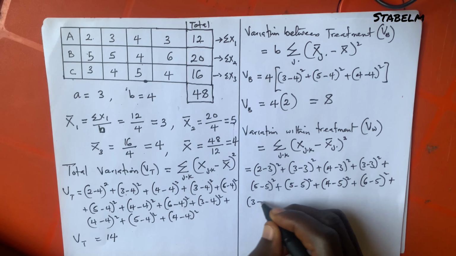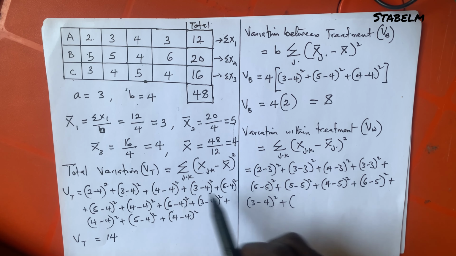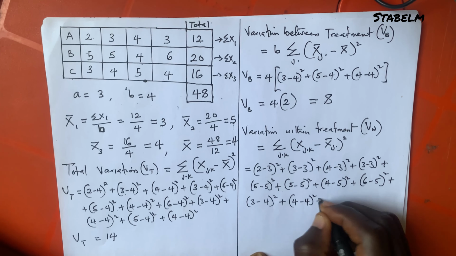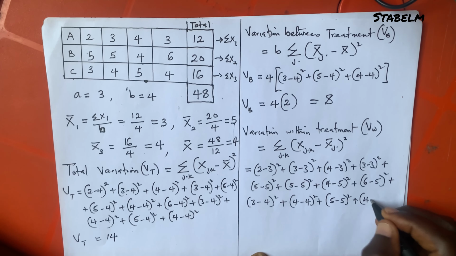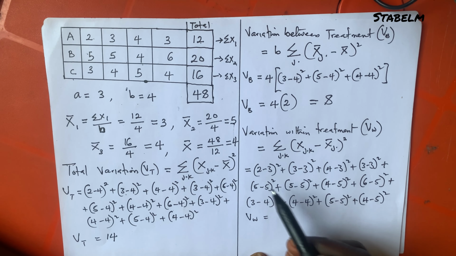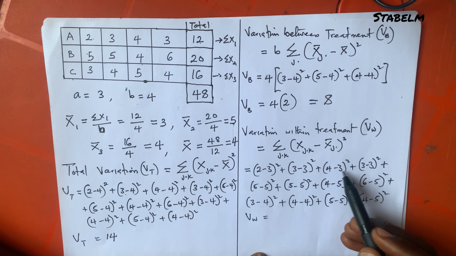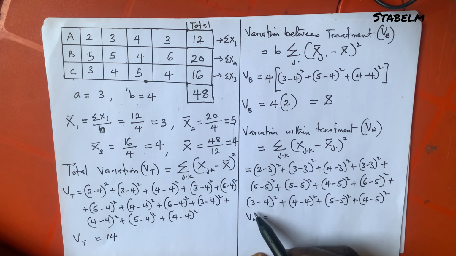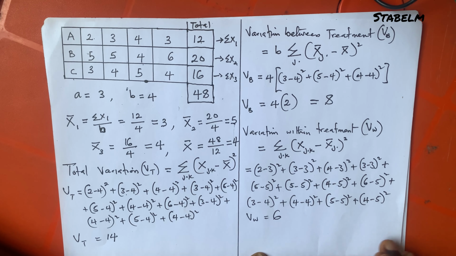So we say 3 minus 4 square plus, sorry, is the mean of the third row 4? Yes, 4. So we say 4 minus 4 square plus 5 minus 5 square plus 4 minus 5 square. So variation within will be equals to 2 minus 3, that is 1. 1 square is 1. 4 minus 3, 1. 1 square is 1. So we have 2. All these are 0. 3, 4, 5. We have a 6. So which means variation within treatment will be equals to 6.